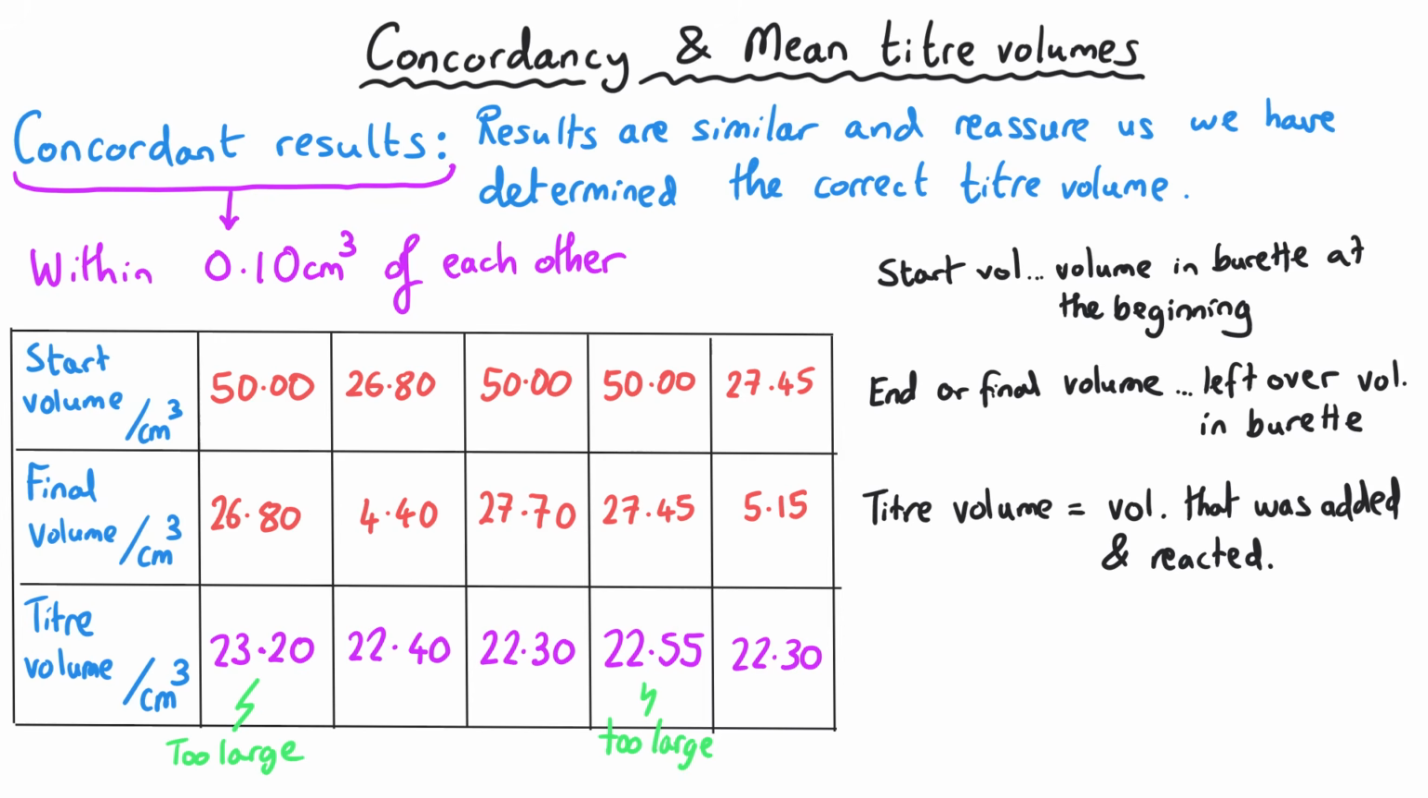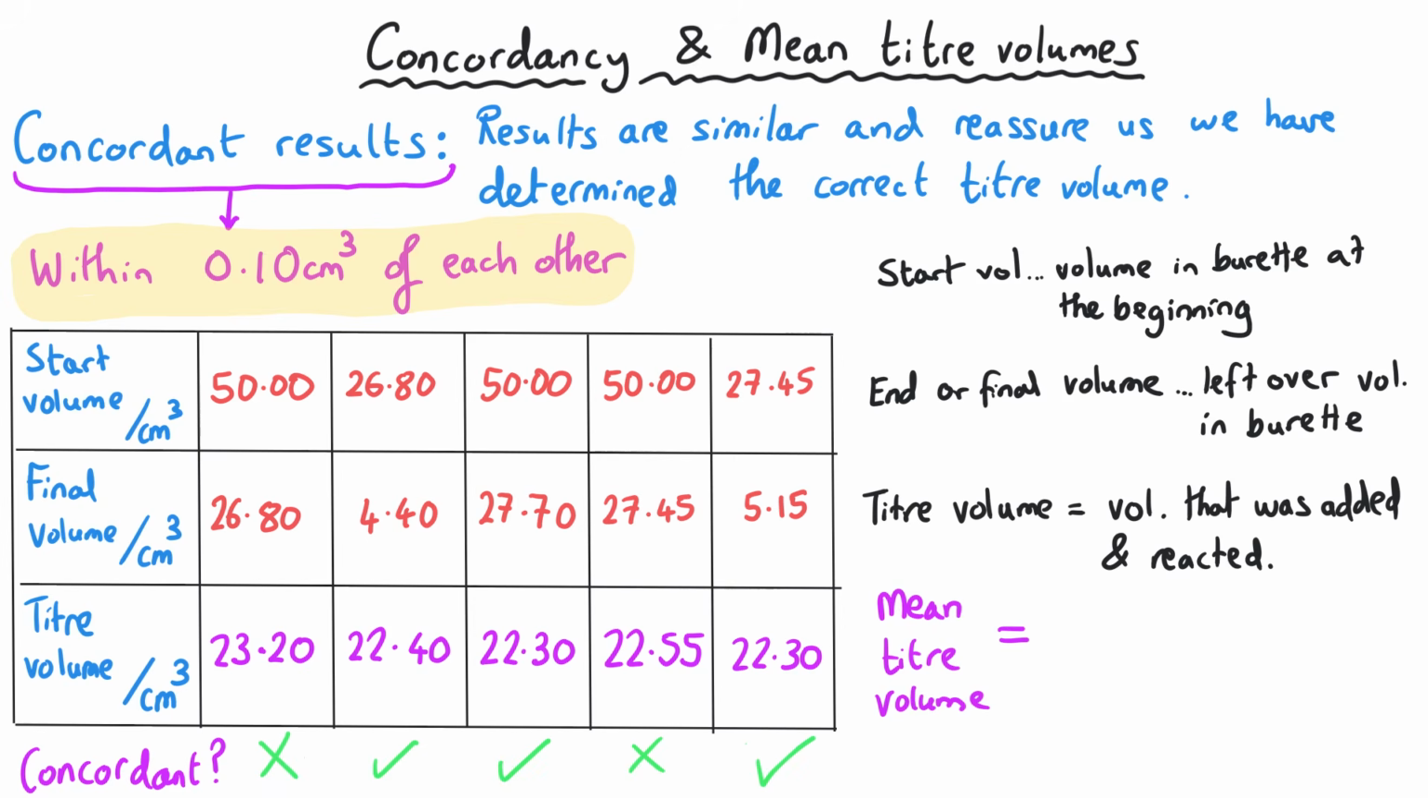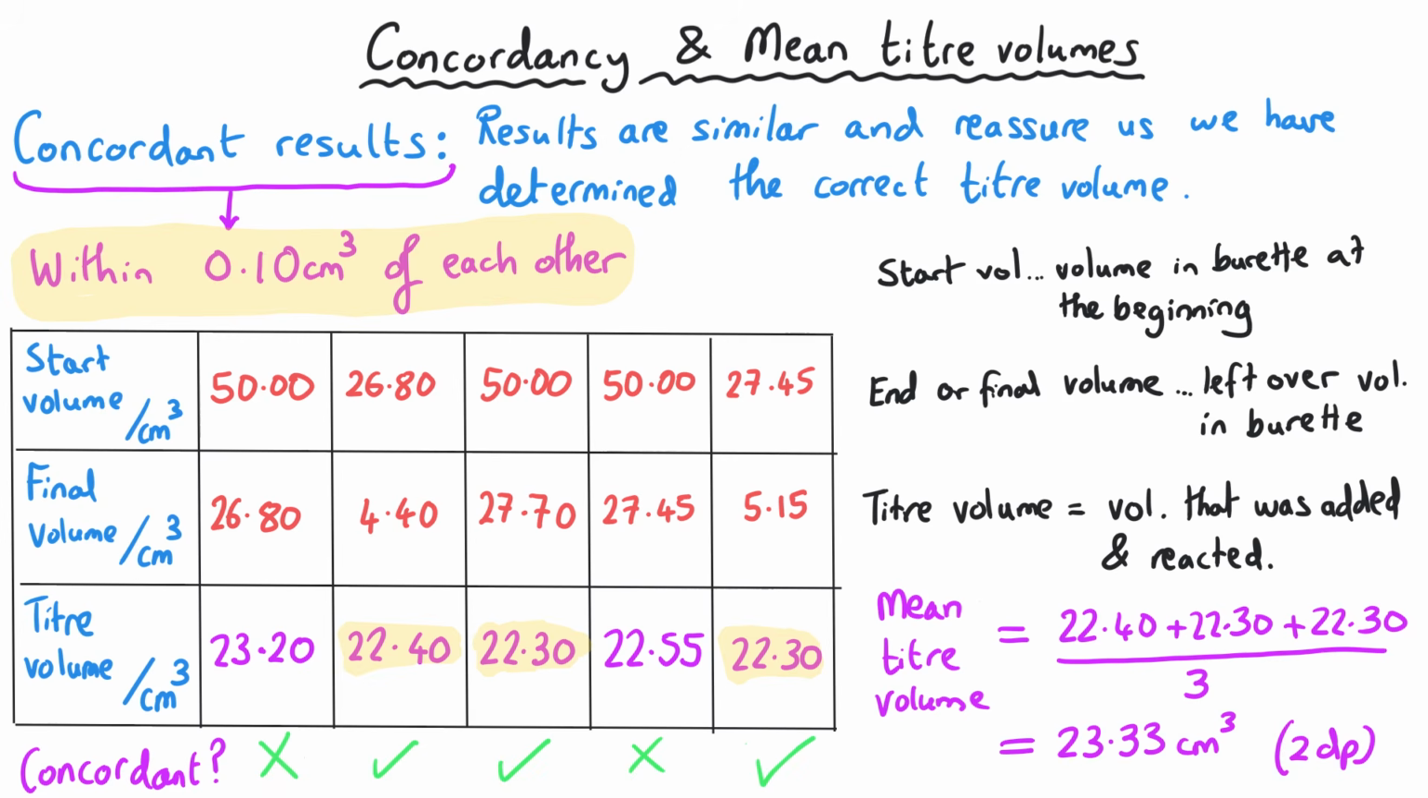So we've got 3 concordant results, 3 results that are all within 0.10 of each other. They are concordant. So when we are trying to work out what our mean titre volume is, we must only use these concordant results to calculate our answer. So we calculate the mean in the way that we normally do. We just exclude these 2 results that are too big. So we do 22.40 plus 22.3 plus 22.3, all divided by 3, which gets us 22.33 cubic centimetres, still reporting this to 2 decimal places.